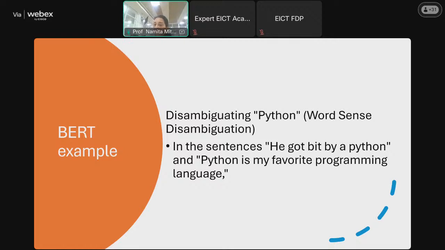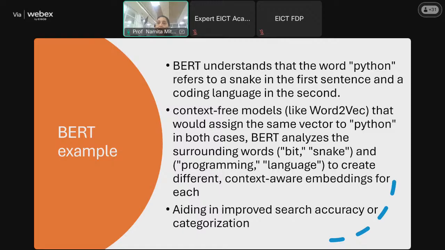So these are the 3, 4, 5 examples I can put here. There may be 5,000, 6,000 or 6 million. Everything is well understood by BERT depending on the context, and these contexts keep on changing. This is known as dynamic contextual embedding. So BERT understands that the word Python refers to the snake in the first sentence and the coding language in the second. Is that true?